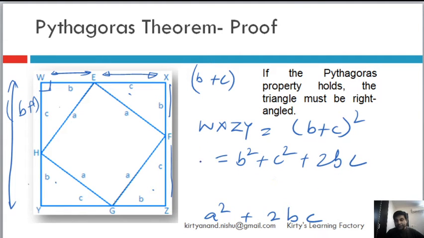Now using equations we can equate this to this. So let's do that. This I will write equal to A square plus 2BC.